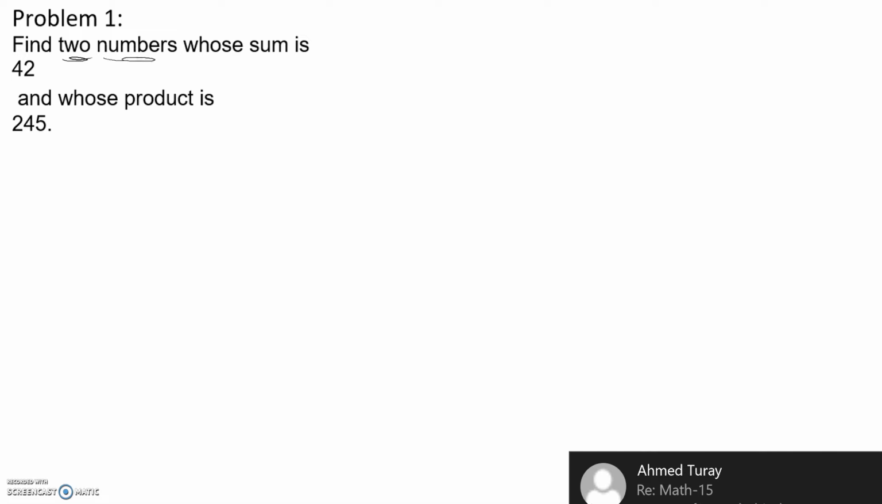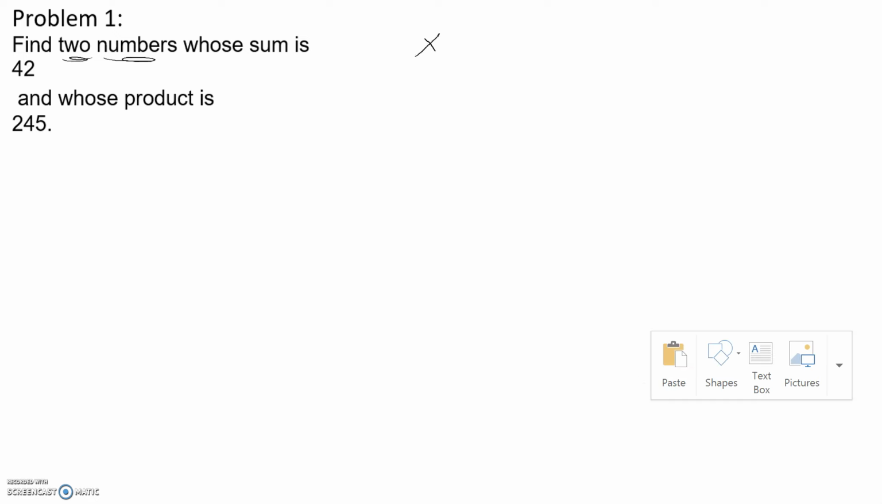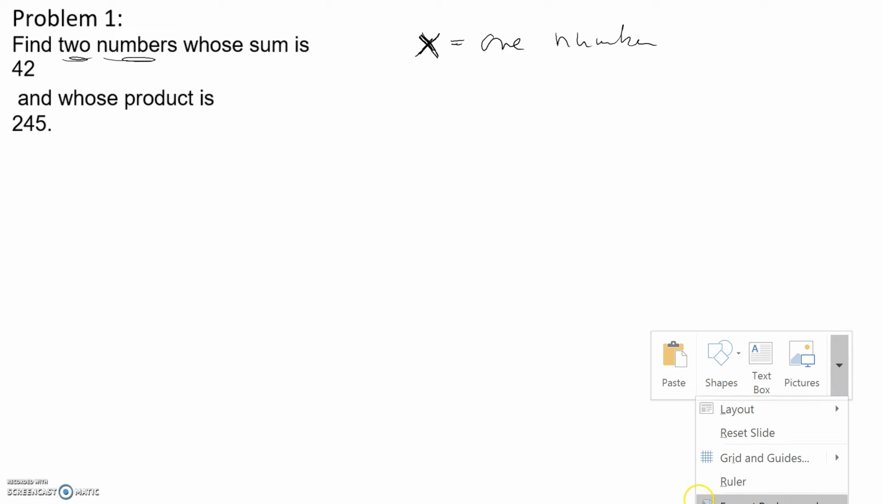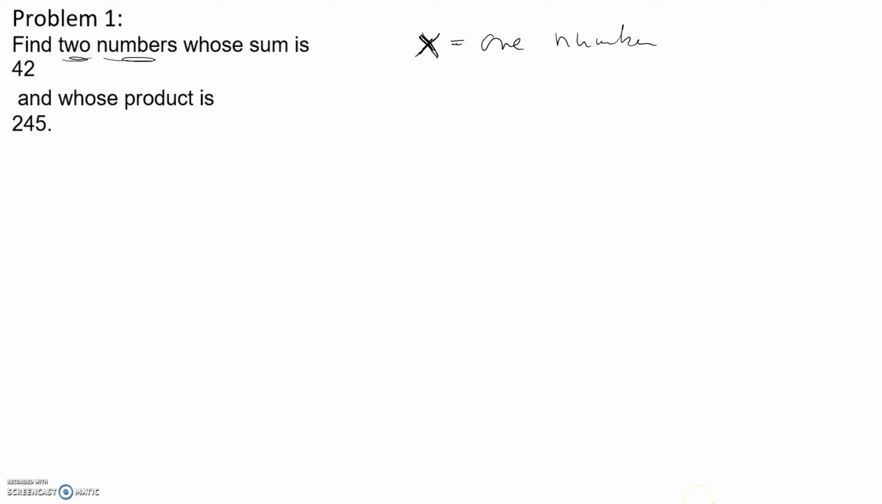And so since we're talking about numbers, what we really want to do is just say, look, this is going to be x. We're going to define our variables. So x is equal to one number. And then you have y is equal to another number. What you can also do is you can say first number, second number. That's fine. All right, then we're going to set up our equations here.